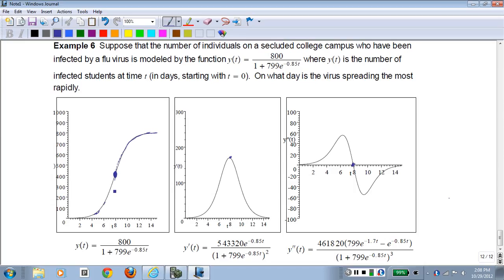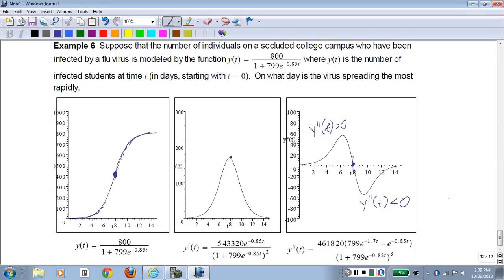Let's see, where is the original function concave up? Concave up means tomorrow it's going to grow even more rapidly than it did today. So f prime is increasing, it's concave up, and that's where y double prime of t is positive, from there to there. But once it gets to right there, relax, tomorrow it's not going to spread as rapidly as it did today. The first derivative is decreasing, and so it increases less and less rapidly. So that's when y double prime of t is negative.